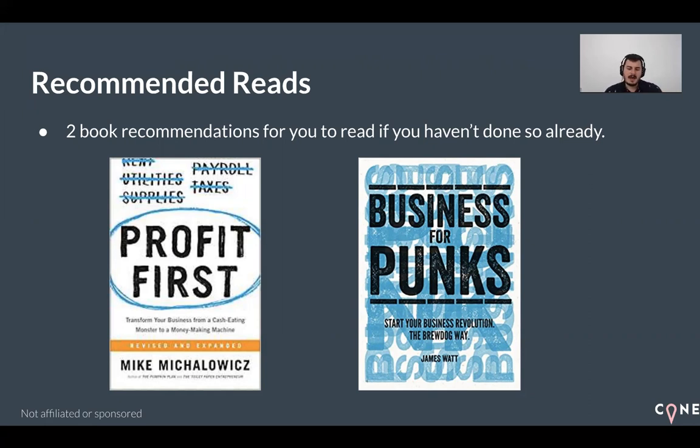Business for Punks. James Watt is one of the founders of Brewdog, and he talks about how he's grown Brewdog from what it was all those years ago to what it is today, being worldwide with restaurants and beer everywhere. Business for Punks is a little bit more general business in terms of different areas, but it does really go into cash flow and profit and why you should focus on the cash itself, why cash is king. So really good chapters in there as well. And like I said, the audiobooks are really good on those if that's your thing.